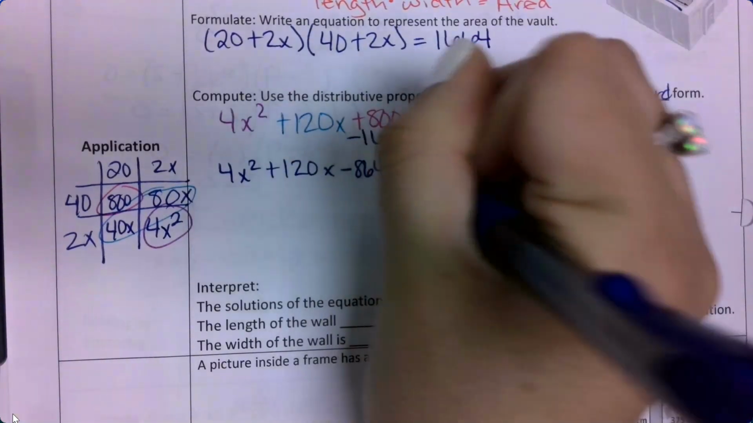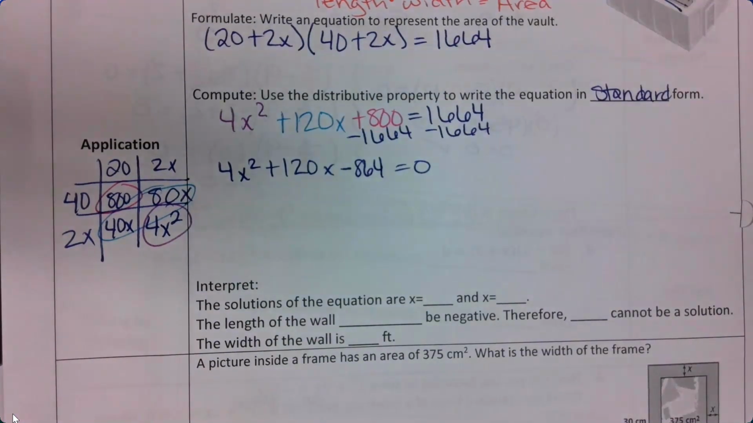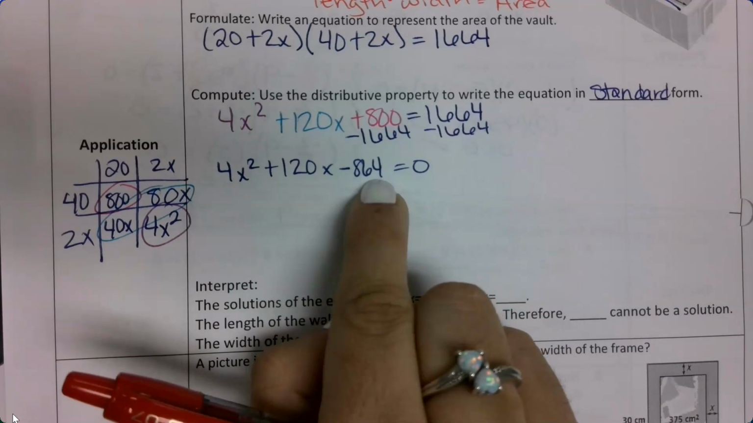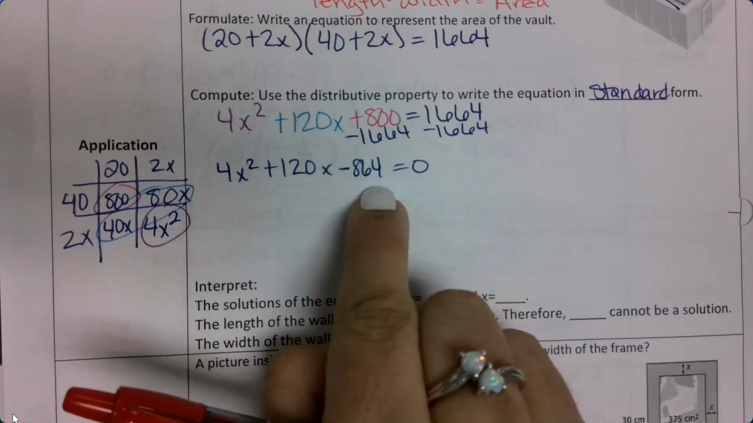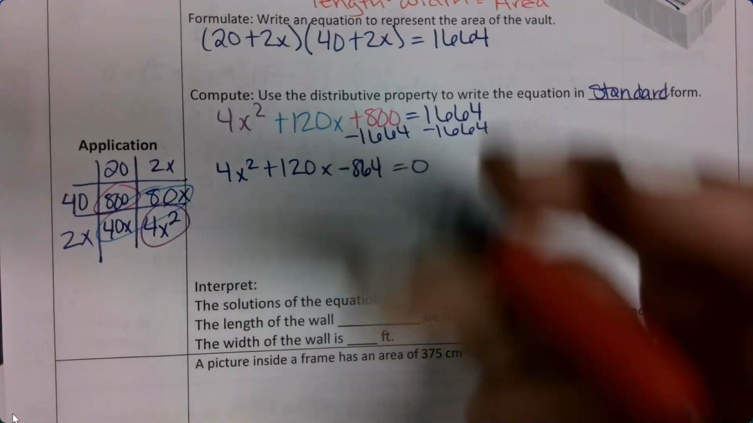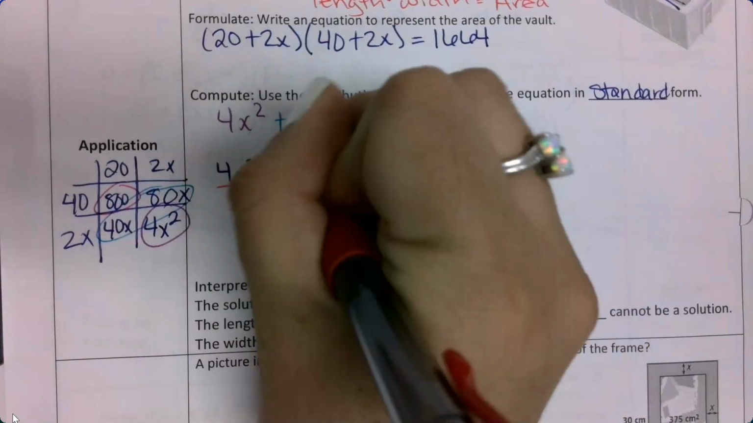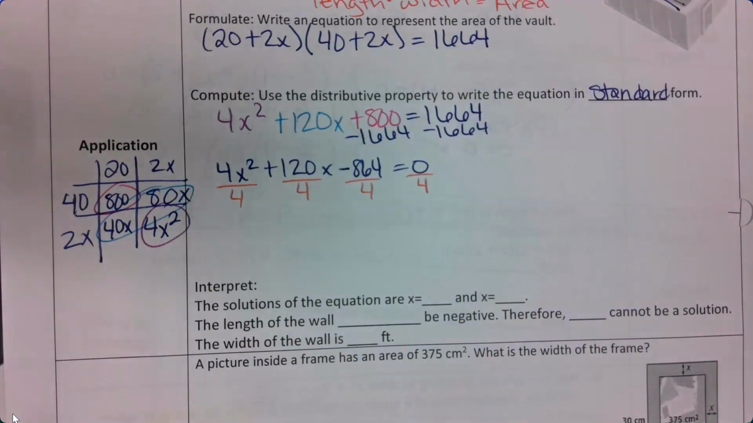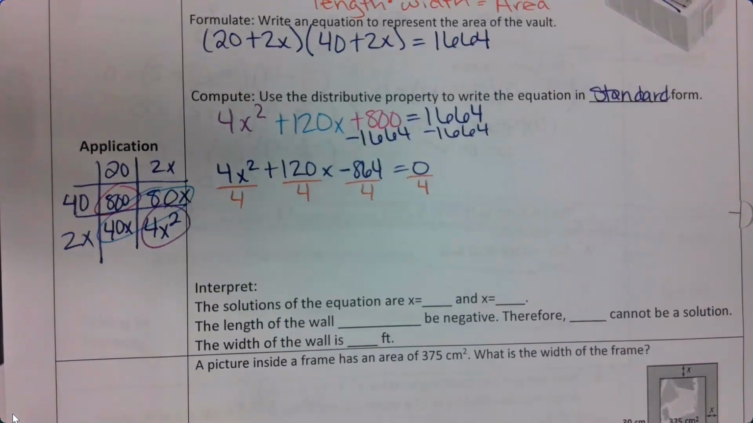Yep. Okay. So I do want to factor, but do I like the way this looks right now? Should I factor with these large numbers? What should I do first? What do all of these numbers have? Yeah, I want to factor out my GCF, so what do all of these numbers have in common? Yeah. So when I divide by 4, I want to divide everything by 4, including that 0. That way I can completely get rid of my 4, because I've done it to both sides of the equation.